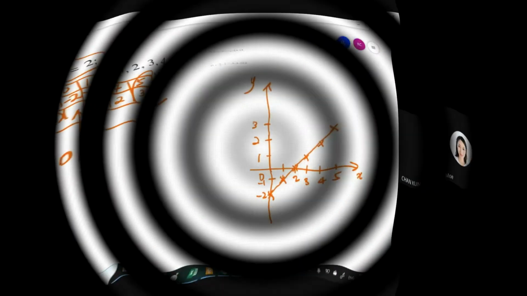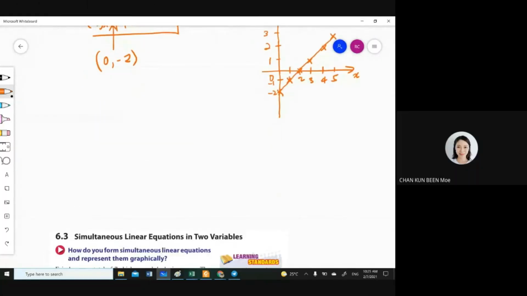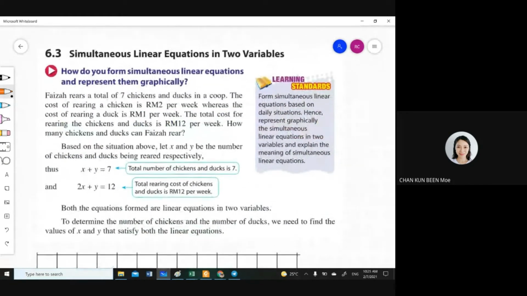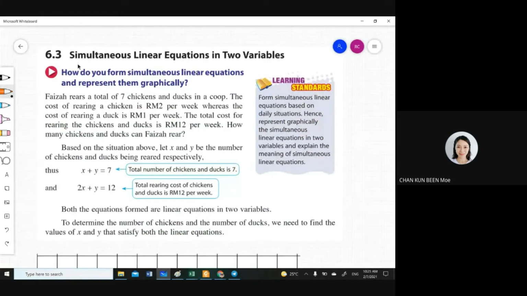Today we are going to continue with the third subtopic. Third subtopic is simultaneous linear equation in two variables. What does it mean by simultaneous over here? Can you guess? Anyone can guess? Simultaneous means you have two equations and then you are going to solve it together.